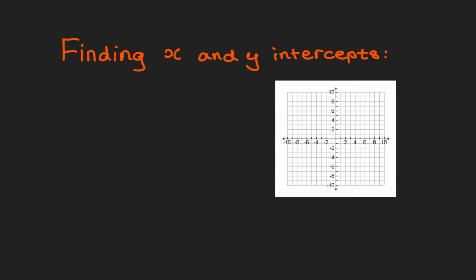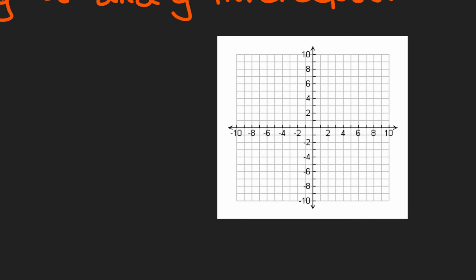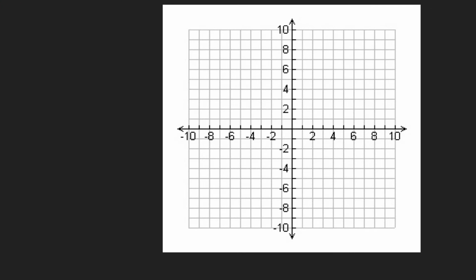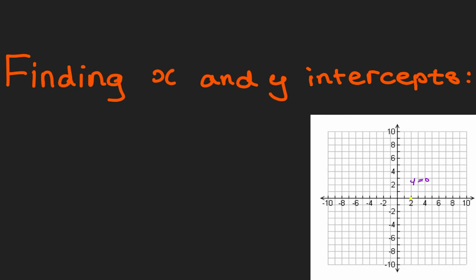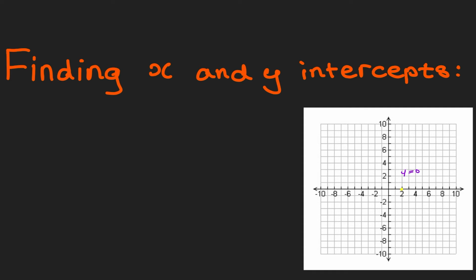Hey guys, let's start finding how we can find the x and y intercepts of a linear equation. So here we have a graph given. And we know that for any x value we choose, y would always remain to be 0. So for every valid x value, y will always stay 0 at its plane. So let's get to the point where we have to find the x and y intercepts.